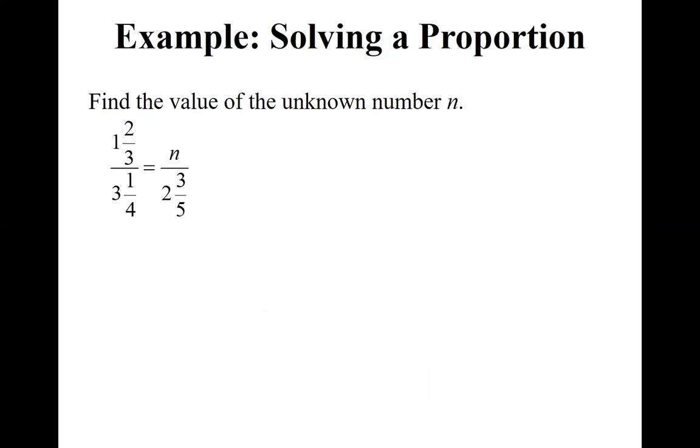Mixed numbers. Take the cross products and set them equal. I sound like a broken record because I am a broken record. It's the same process every time. Take the cross products, set them equal. In order to multiply mixed numbers, they need to be improper fractions.